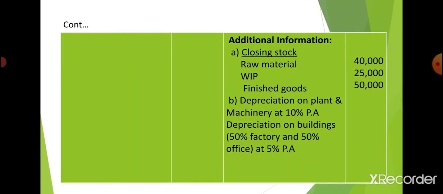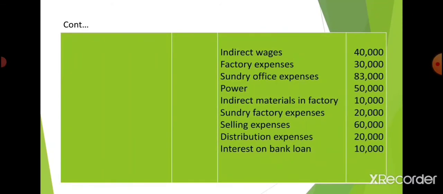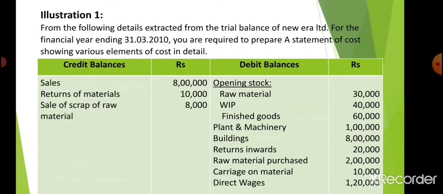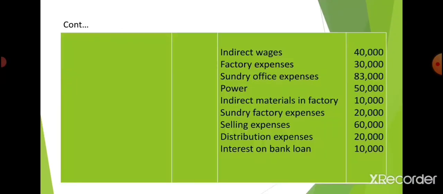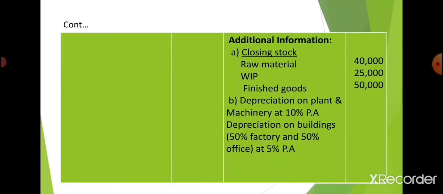Next, depreciation on buildings. So buildings, we have a building of 8 lakh. Depreciation on buildings, 50% factory and 50% office. The depreciation rate is 5%. So 5% on 8 lakh is equal to 40,000. That should be taken for factory 50% and for office 50%.